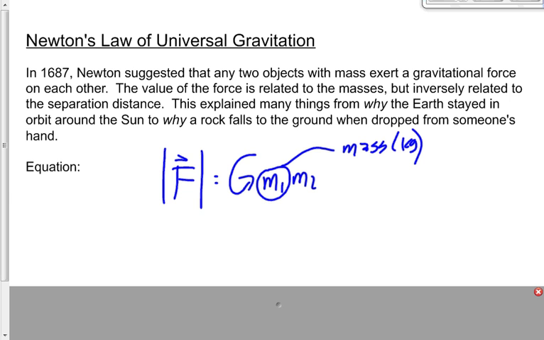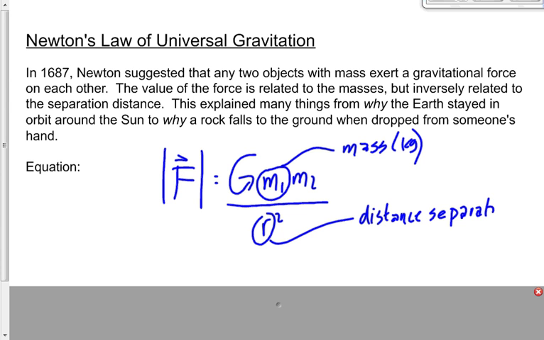The constant times M1 times M2 over R squared. R you'd think would be a radius, but it's not. R is just a distance of separation, a distance separating the masses. And that's going to be measured in meters.